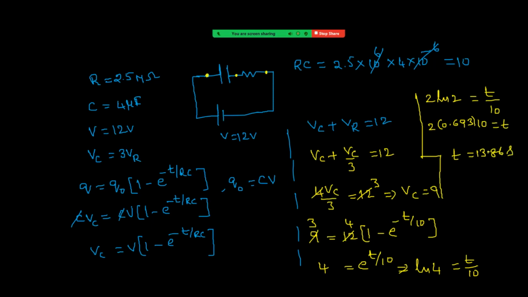So it is just writing the given condition. How to find VC? Q equals Q naught into this value. In the place of Q, capacitance into the potential difference across the capacitor at that instant. That means V also in the same way: VC equals V into 1 minus e power minus t by RC. Okay. Let us see the next one.